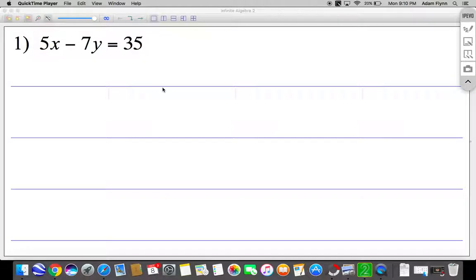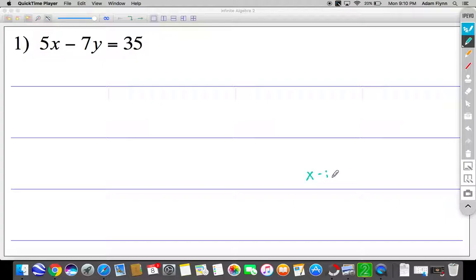This is the example video for key components of linear equations in standard form. So my goal for these problems, I want to find the x-intercept and I want to find the y-intercept. So down here, I'll put x-intercept and I'll put y-intercept. Okay, and I can already make my ordered pairs.